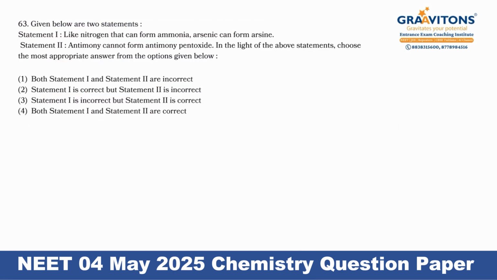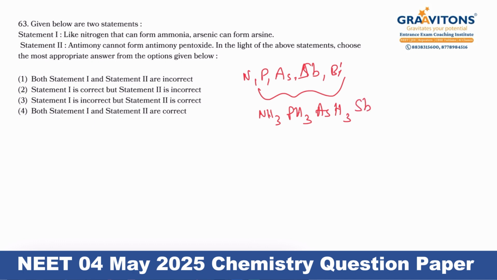63rd question, statement 1: like nitrogen that can form ammonia, arsenic can form arsine. Of course, what are the nitrogen family members? We have nitrogen, phosphorus, arsenic, then you have antimony, Sb, and bismuth. All of these form their respective hydrides. For example, NH3, then phosphine, then arsine, then stibine, then bismuthine. So statement 1 is true.